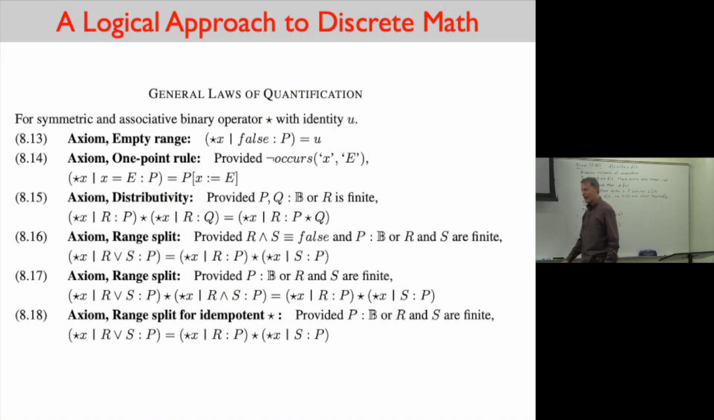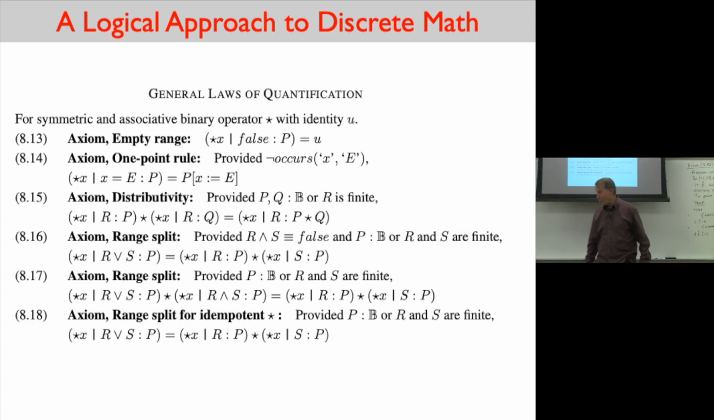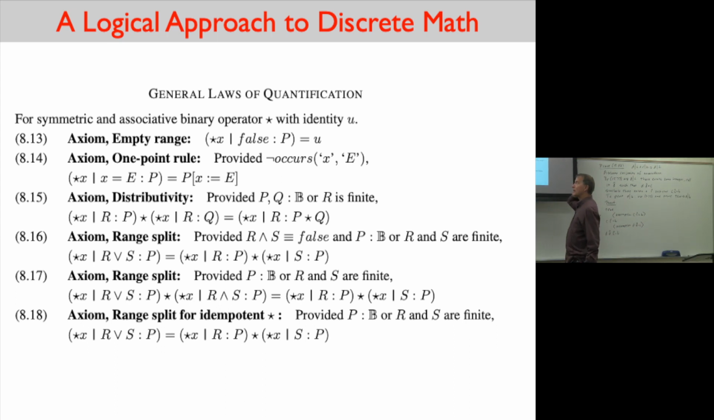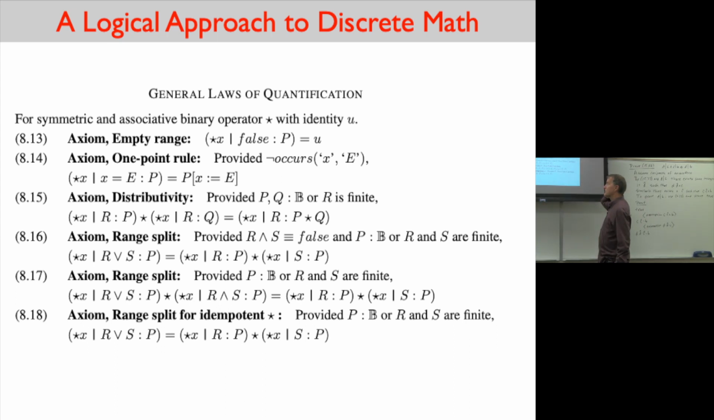Here, let's bring up the 1-point rule. I think that'd be good to look at. Is it 8.15? Well, you're off by 1, but that was really good. Yeah, let's take a look at our axiom 1-point rule. Our axiom 1-point rule says, provided that x does not occur in E, we have this 1 point here: star x, range x equals E, body P equals P with x replaced by E, right?